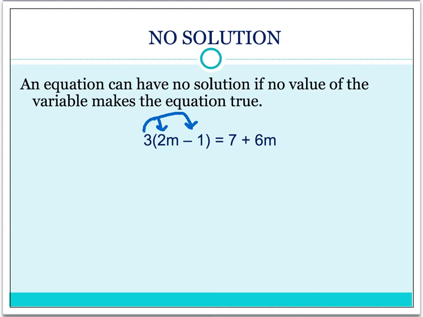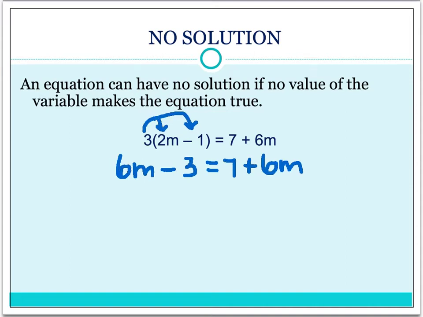3 times 2m will give you 6m. And 3 times negative 1 will give us negative 3. That's our distribution, and that equals 7 plus 6m. Now, we notice that we have m's, but the m's are on both the left and the right-hand side of the equal sign. So just like before, we have to move them onto the same side of the equal sign.